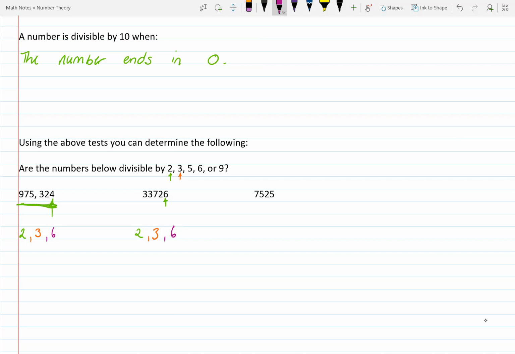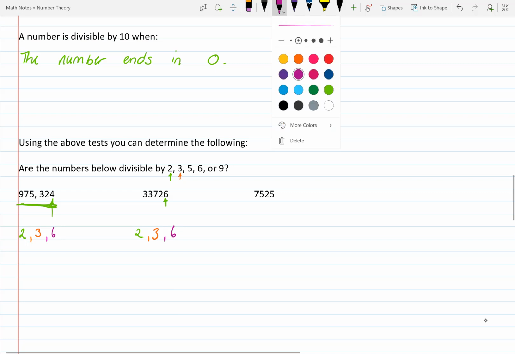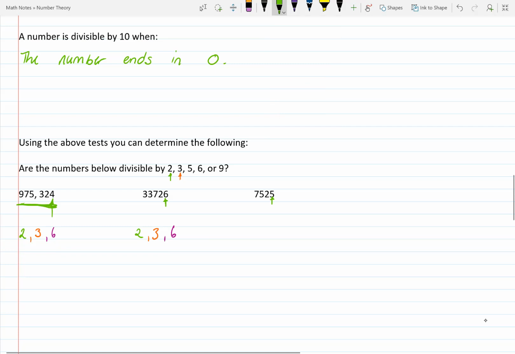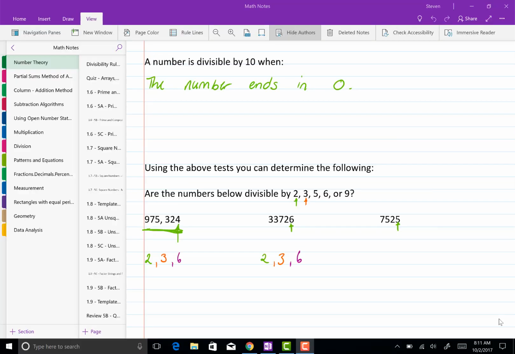Moving on to the next number. Well, let's look at the last digit of the number. The last digit of this number is 5. Is 5 even? No, 5 is not even, so it is not divisible by 2. Now, if we add up the digits, 7 plus 5 plus 2 plus 5 is equal to 19. Well, 19 is not divisible by 3, so we know that 7,525 is not divisible by 3.